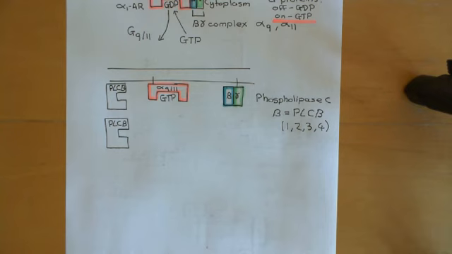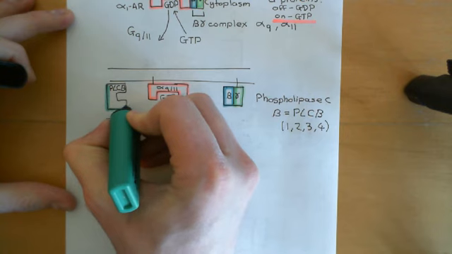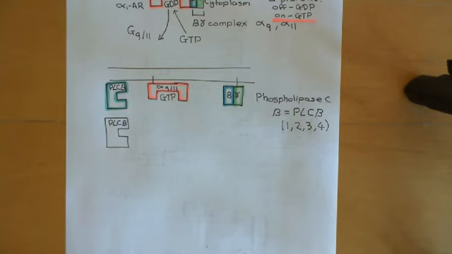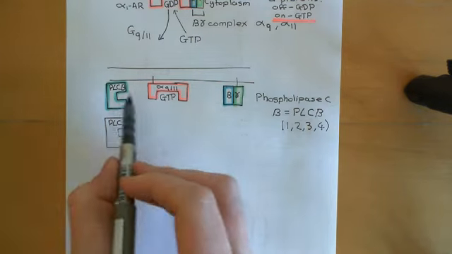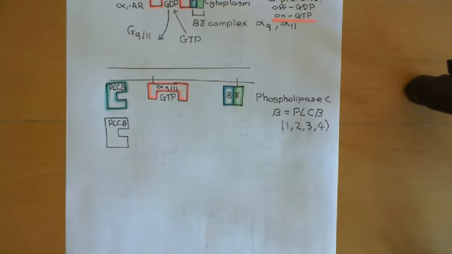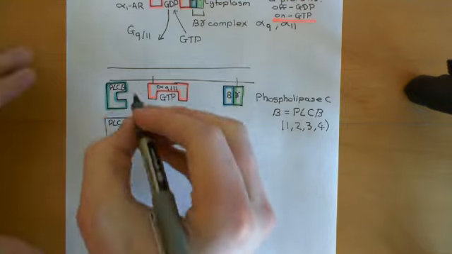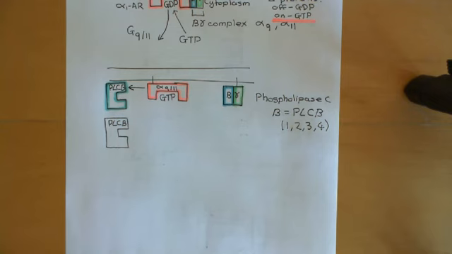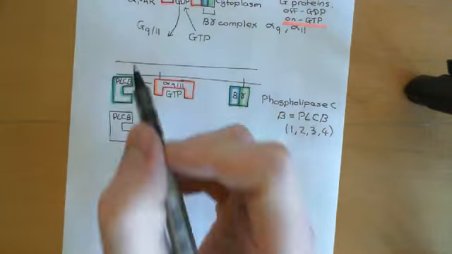The alpha-Q/11 GTP subunits can activate those phospholipase C beta enzymes that are currently attached to the underside of the phospholipid bilayer. So those phospholipase C beta enzymes that are currently in this location can be acted upon by the alpha-Q/11 with the GTP bound to it. And what's going to happen is the alpha-Q/11 is going to activate the phospholipase C beta enzyme. The phospholipase C beta enzyme is then going to break down a membrane phospholipid, so something that is a component of the phospholipid bilayer.